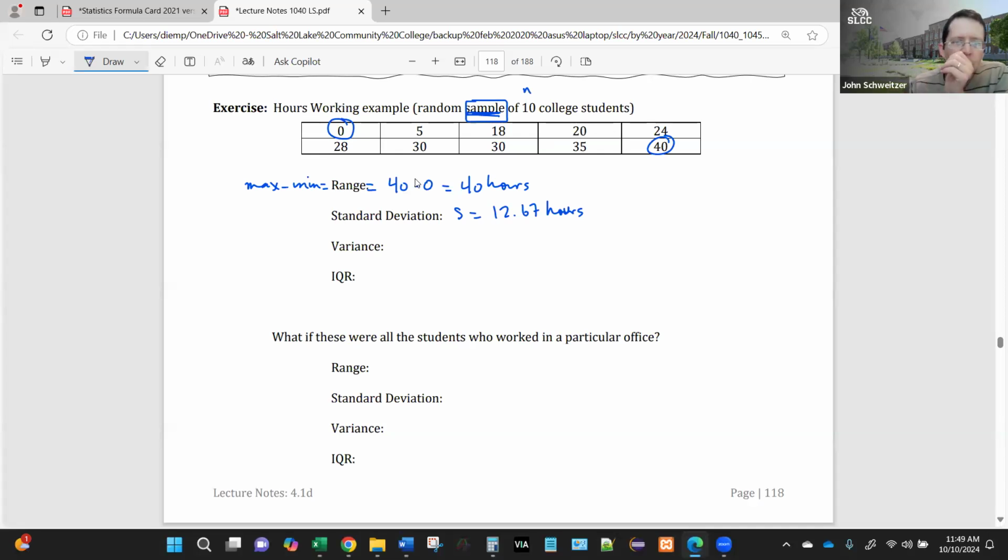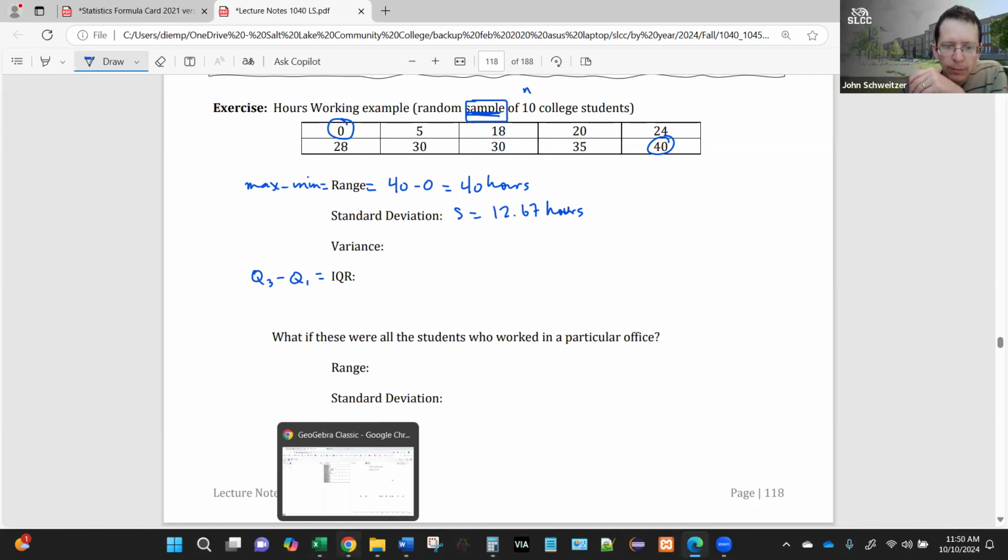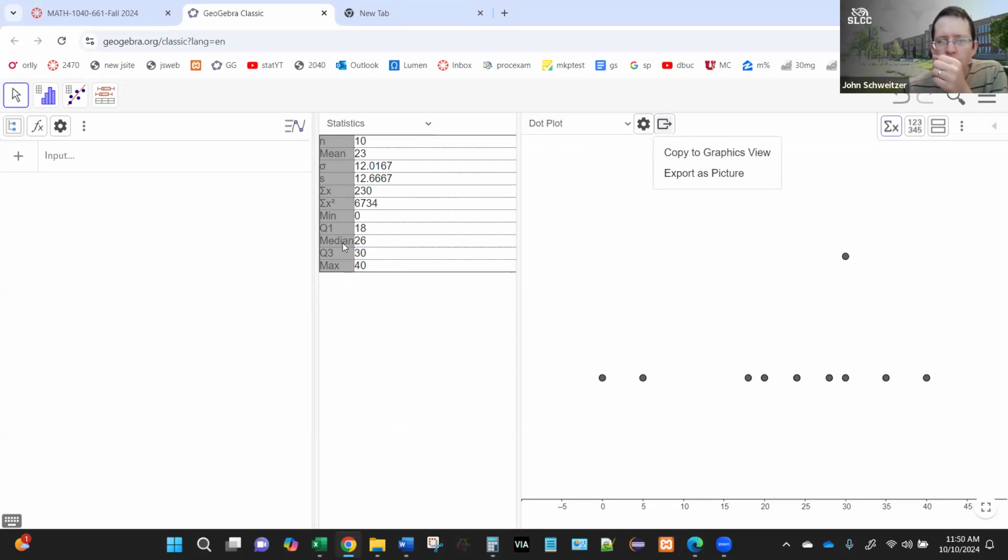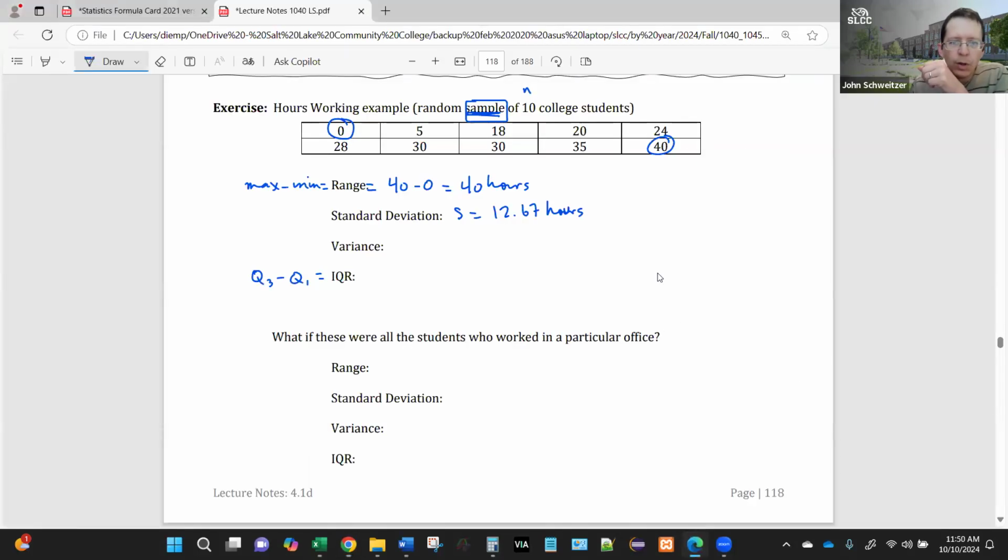All right, IQR. IQR, remember, is the distance between the quartiles. Which quartiles? Q1 and Q3. And it's a range, so it's telling you the distance between those two quartiles. It's another measure of spread. So how do we get that? Well, I showed you how to do that by hand, but we can also do that with GeoGebra, right? So we have 30 and we have 18. So 30 minus 18 is our IQR. So we'll go 30 minus 18 is 12 hours.